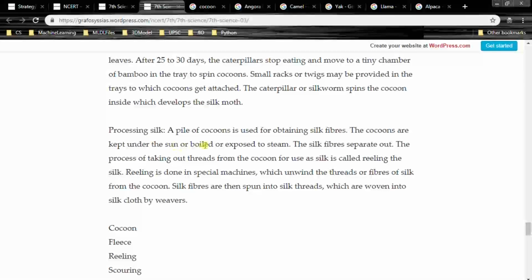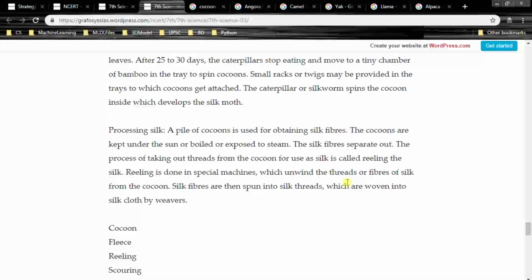Processing silk. A pile of cocoons is used for obtaining silk fibers. The cocoons are kept under the sun or boiled or exposed to steam. The silk fibers separate out. The process of taking out threads from the cocoon for use as silk is called reeling the silk. Reeling is done in special machines which unwind the threads or fibers of silk from the cocoon. Silk fibers are then spun into silk threads, which are woven into silk cloth by weavers.